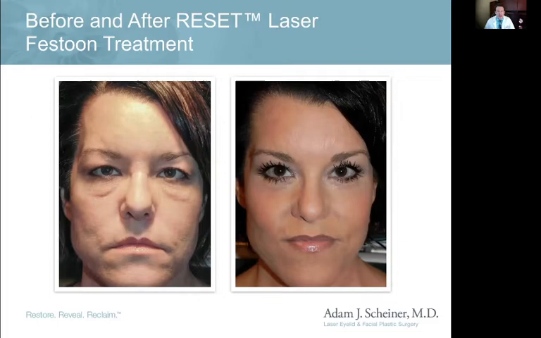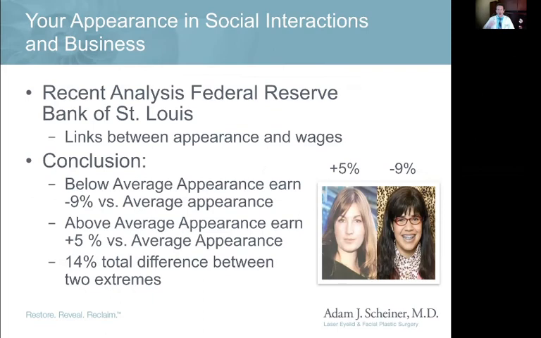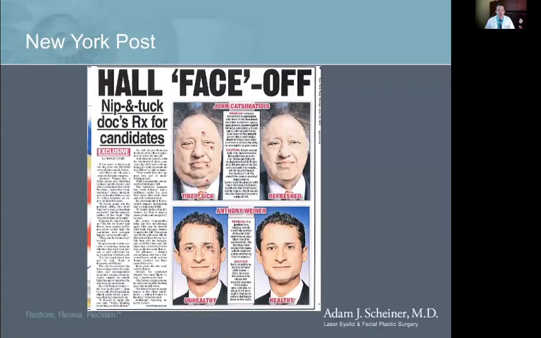So this is the area of the new research I was talking about, discrimination lawsuits. The Federal Reserve Bank of St. Louis was looking at links between appearance and wages, and people with below average appearance earned about 9% less, those with above average appearance about 5% more, a 14% swing between those extremes. This was the article in the New York Post. You can see that now.